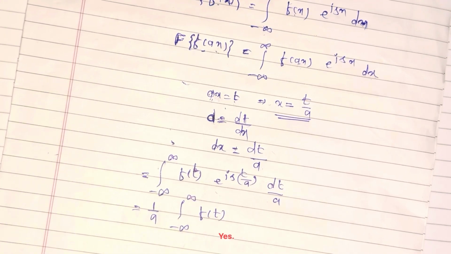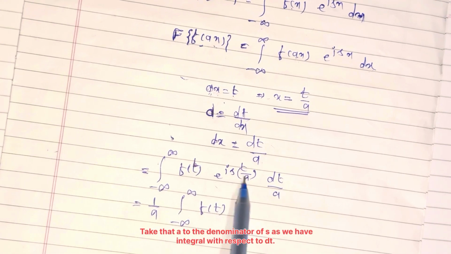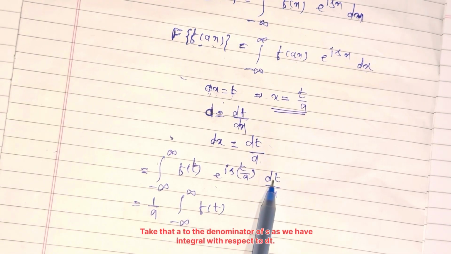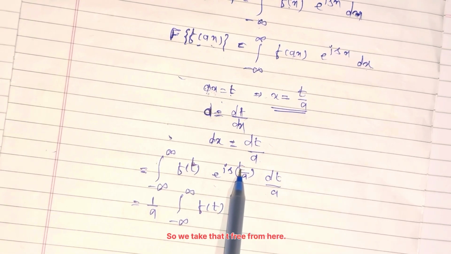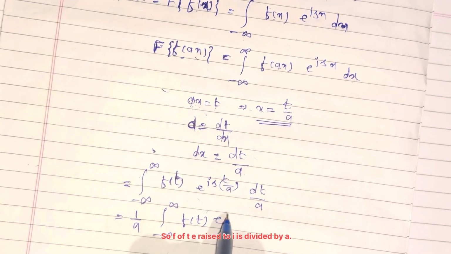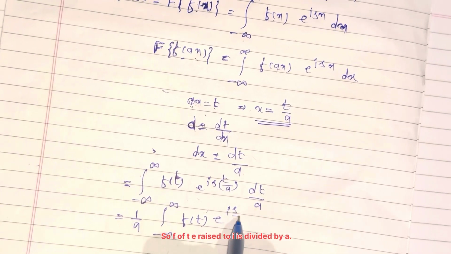Now the next step: take that a to the denominator of s, as we have the integral with respect to dt, so we take that t free from here. So we have f of t e raised to i s divided by a.